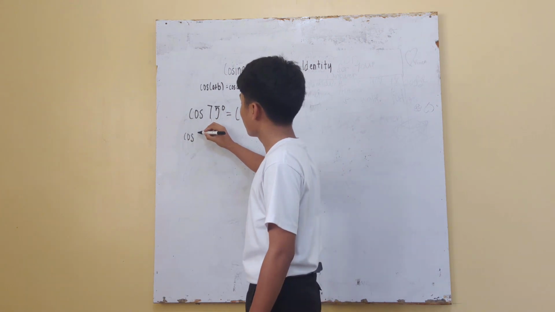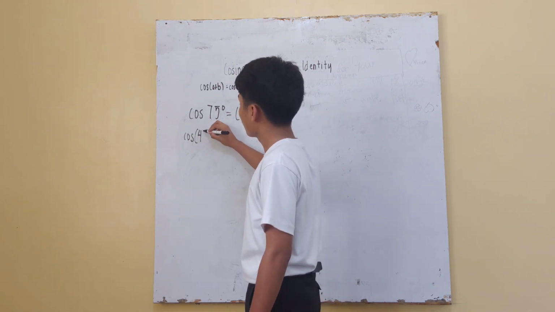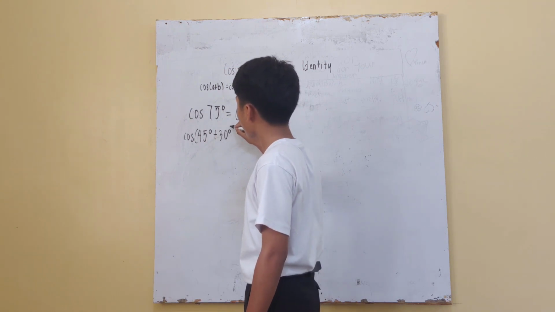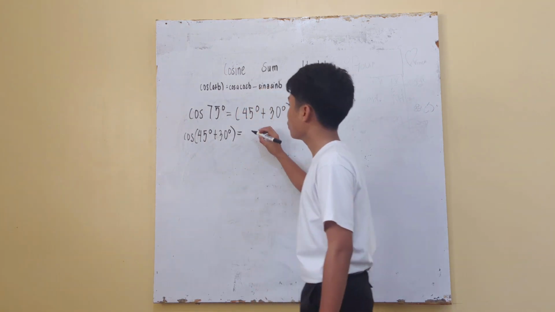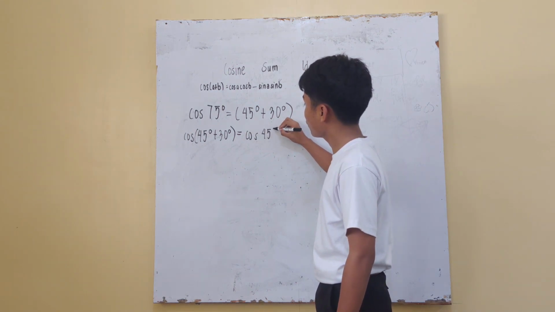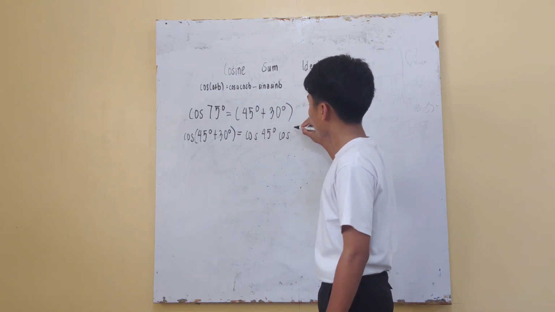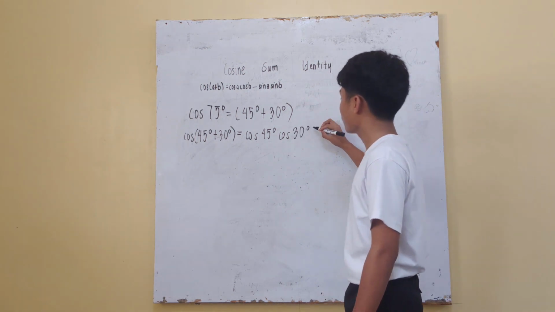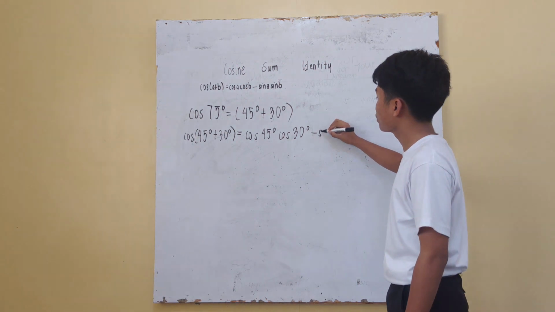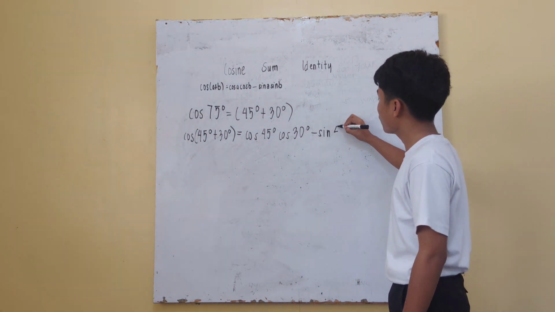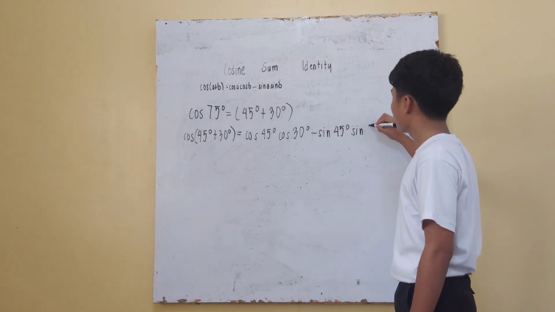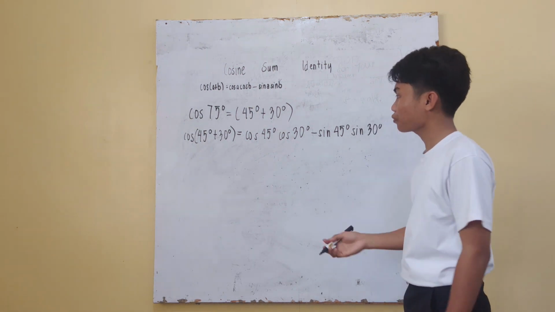Cosine 45 degrees plus 30 degrees is equal to cosine 45 degrees cosine 30 degrees minus sine 45 degrees and sine 30 degrees.